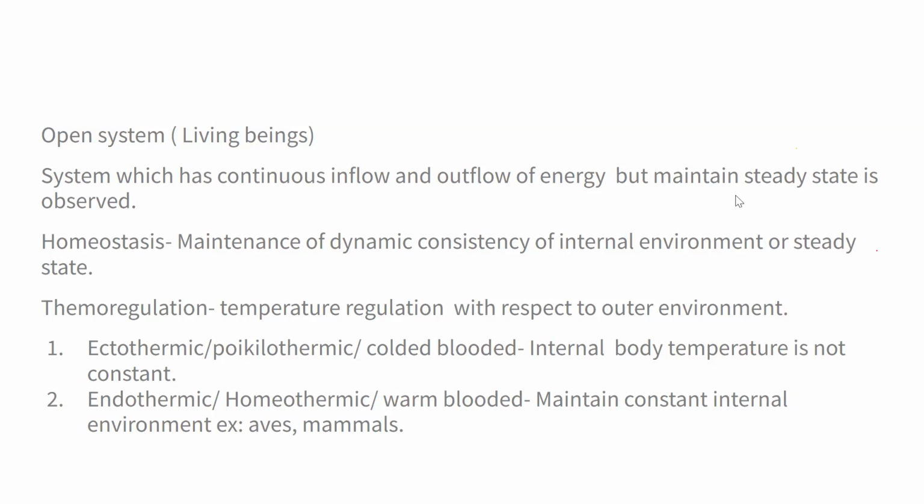Okay. Next is about homeostasis. Maintenance of a dynamic consistency of environment or a steady state. Homeostasis ka matlab hai, see, best example is, okay. Now you all are sitting in your house. You put on the AC. Put AC at 18 degrees Celsius. Check your body temperature. Your body temperature is never going to 18 degrees Celsius. It is always properly maintained. 35 degrees Celsius.